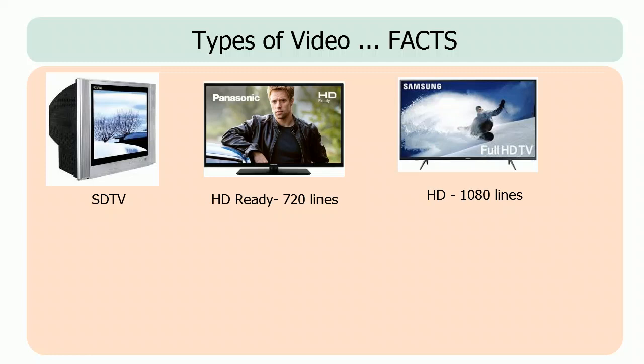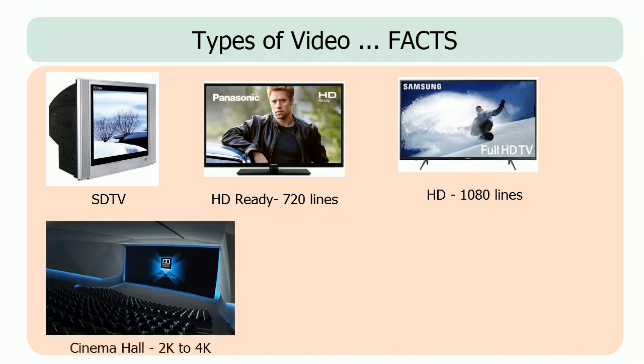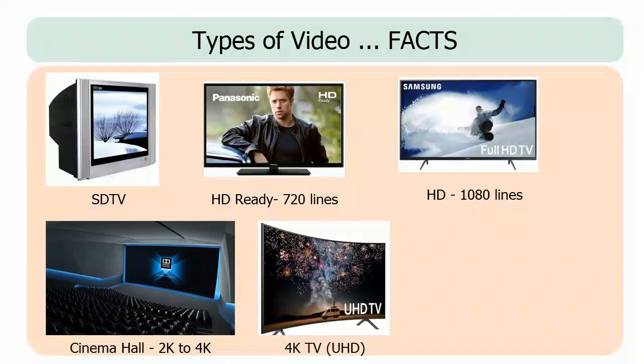So it is having more resolution than HD ready. Cinema halls use 2K to 4K lines, so it's very high resolution. There are some televisions with UHD which are almost 4K. Unless and until you have a very big room, there is no use of getting a 4K TV. Simple HD TV is enough.